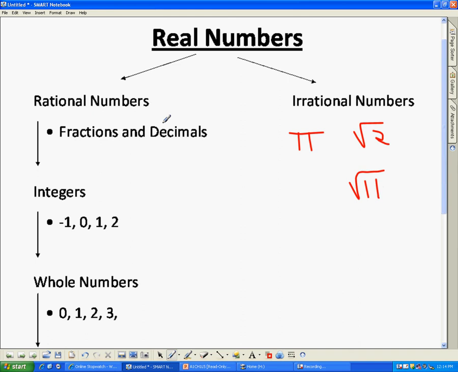Those are irrational numbers. Somebody today said that they're awkward numbers, and that's a good way of thinking about it. They're just kind of awkward. You're not really used to them. They're just kind of different, okay?